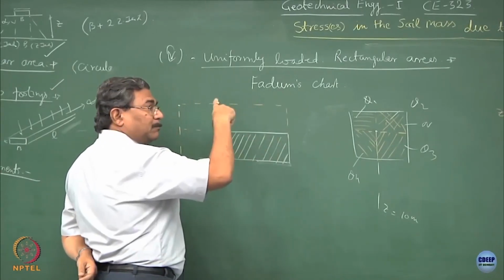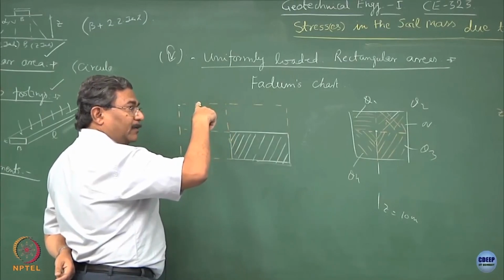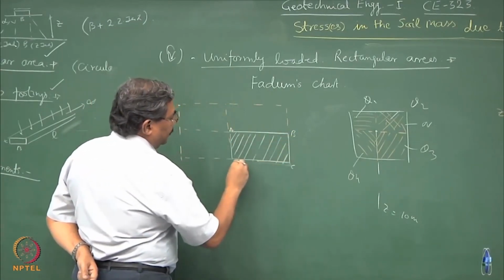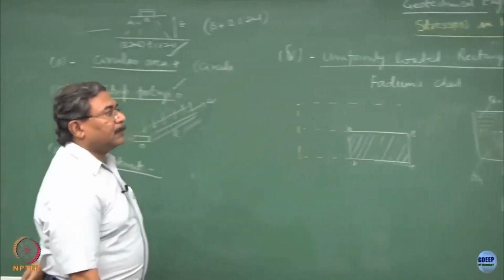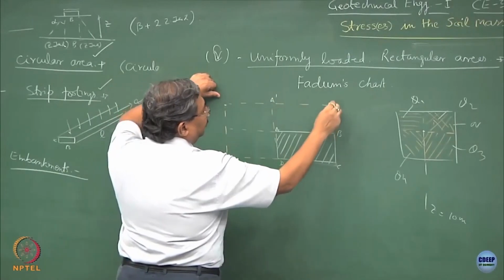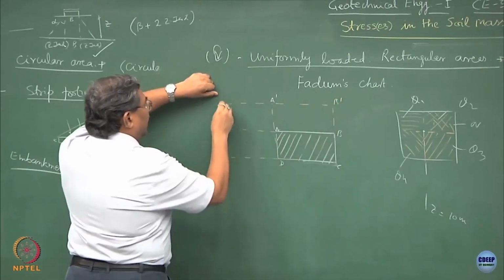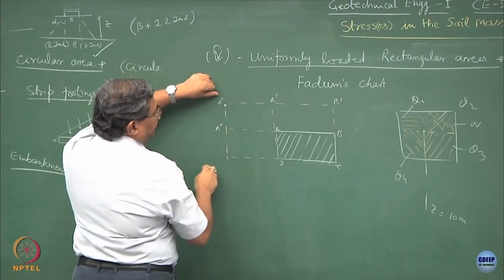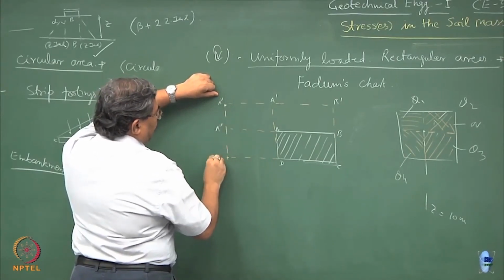So, if I use the method of superimposition, what will I have to do? If this is A, B, C, D, what I have done is projected it on a bigger scale: A prime, B prime, A double prime, A triple prime and D prime, clear.